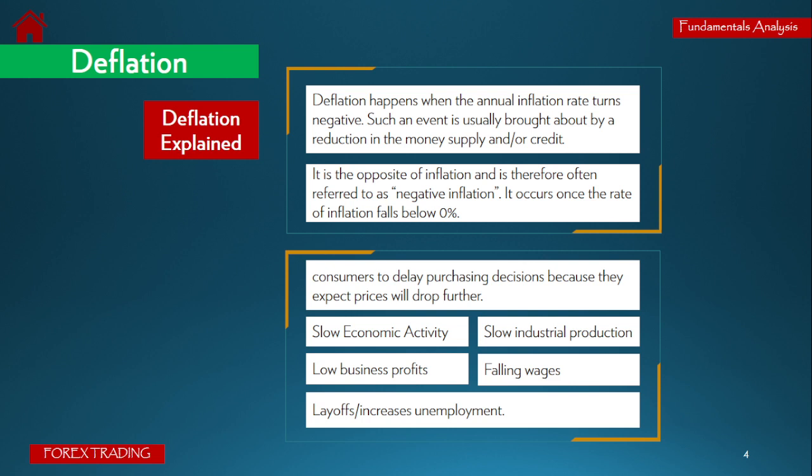So when deflation happens, there is a certain behavior that consumers exhibit. They try to delay their purchasing decisions because they expect prices will drop further and their profit margins will be reduced. So there's also slow economic activity, slow industrial production, business profits start to decline, there are falling wages, and there are layoffs that in turn increase unemployment.